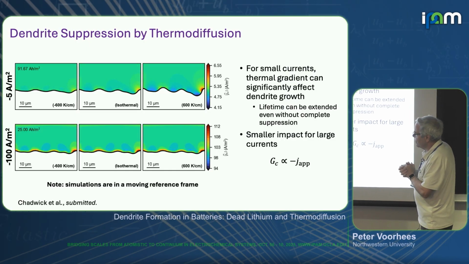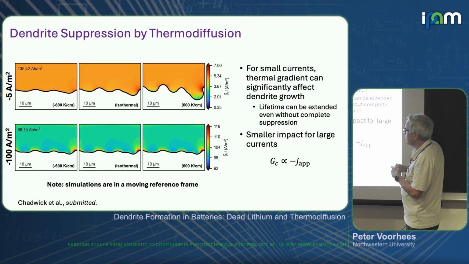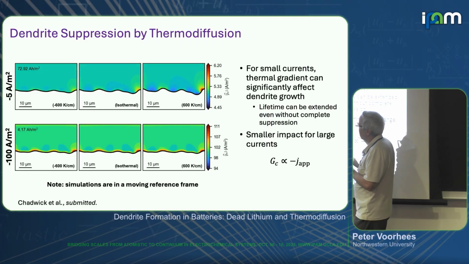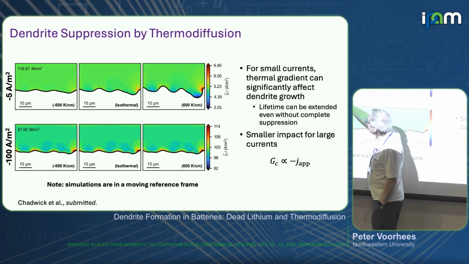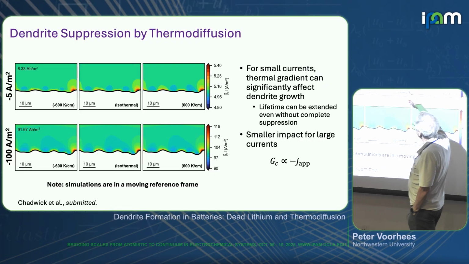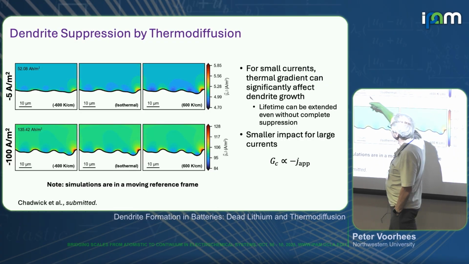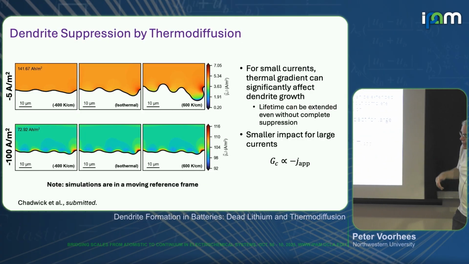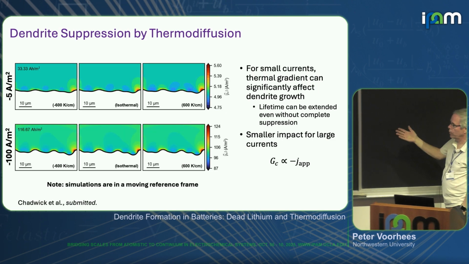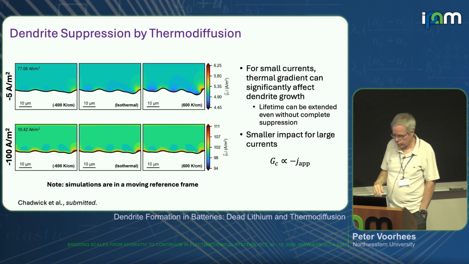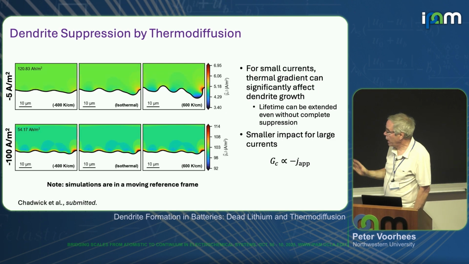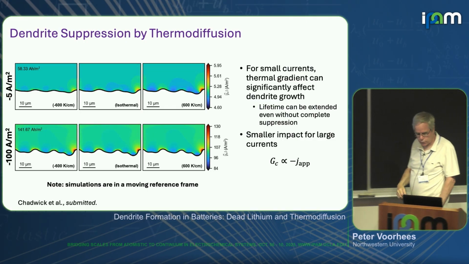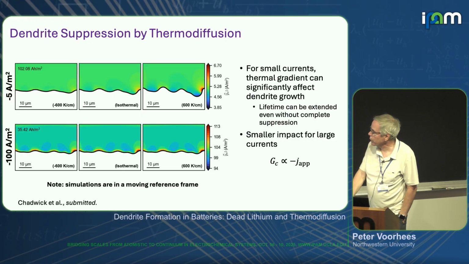So the takeaway message is, well, it won't stabilize the system, but what it does do is that even if you have perturbations, they're not developing at the rate that you see in the isothermal case. So things that are non-planar will tend to stay non-planar and not run away like you would see in the isothermal case. But it's most important for cases where you have smaller currents.